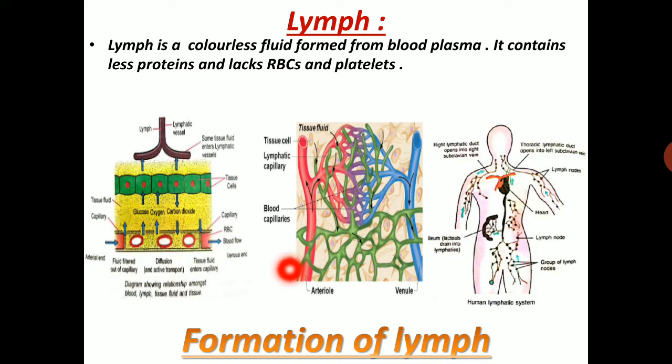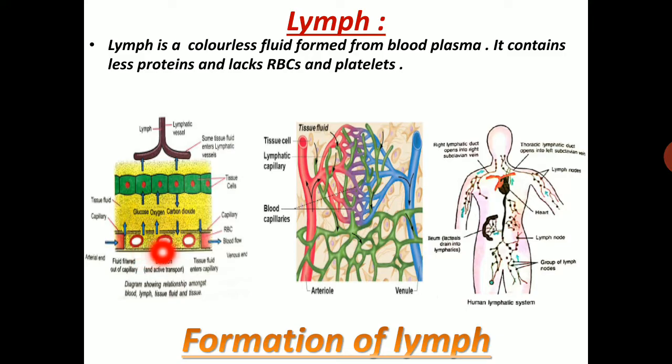Students, when any branch of artery, that is arteriole, enters any body organ or tissues, it divides to form smaller blood vessels called blood capillaries and form a network of capillaries in the tissue spaces of body organs or cells. The walls of capillaries have small pores. You can see from this diagram, this portion represents the capillary and these small holes represent the pores present in the walls of the capillaries.